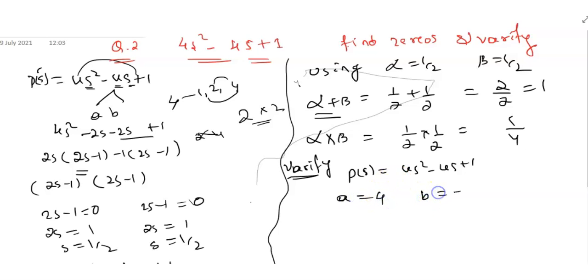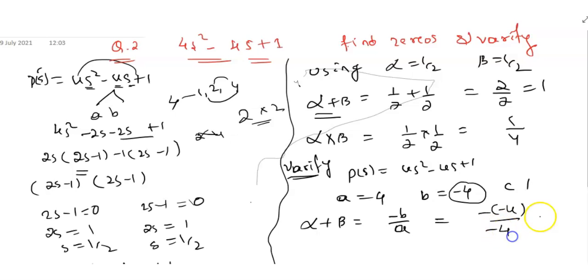What is the value of b? That is minus 4. What is the value of c? That is 1. Now you know the formula. Sum of zeros, alpha plus beta, is equal to minus b upon a. So that will be equal to, what is the value of b here? Minus 4. That is minus of minus 4 upon a, which is nothing but minus 4 by 4. Let this cancel, minus 4 by 4. So if it cancels, here we will get minus 1.